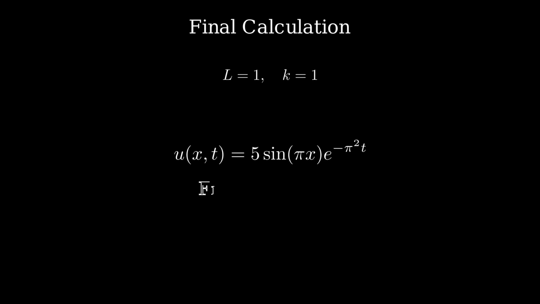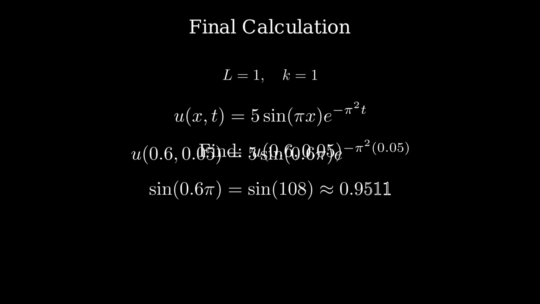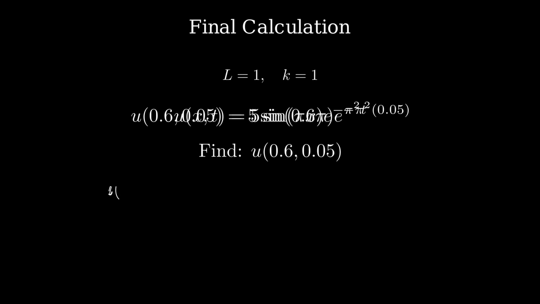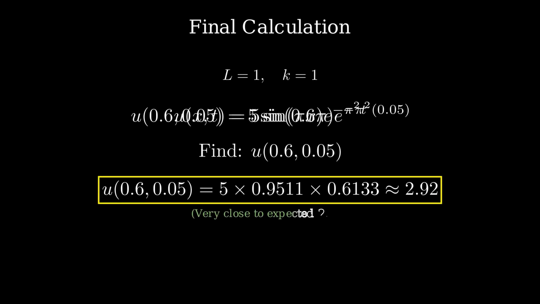Therefore, u of 0.6, 0.05 is equal to 5 times 0.9511 times 0.6133, which gives us approximately 2.92.